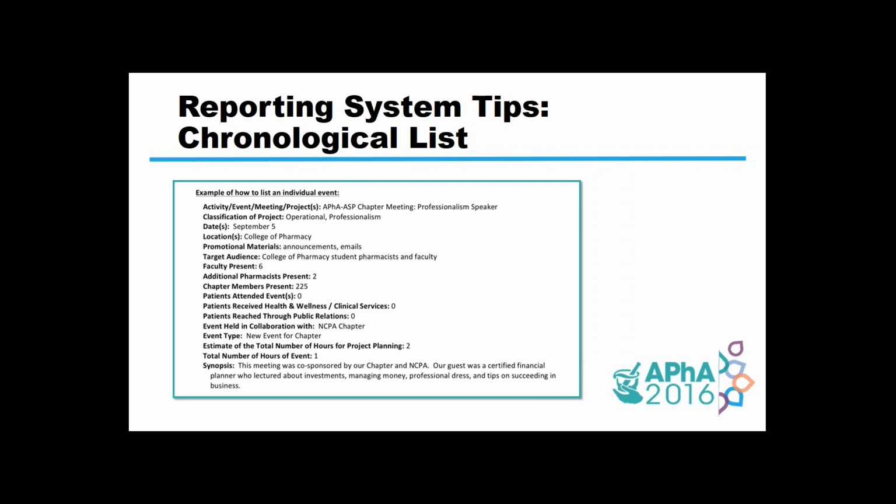Again, we talked about collaboration, so it's important to know, did APhA-ASP do this on its own? Did it do it with another group? So let us know that. For the event type, that's where you would put in if it's a recurring event or if it's a new initiative. And then we also want to know how much time you spent planning the event and the hours at the event. So we know that a lot of work goes into planning these different events and projects, and so we really want you to be able to document that information. And then the synopsis is just a brief overview of what took place at that event as well.